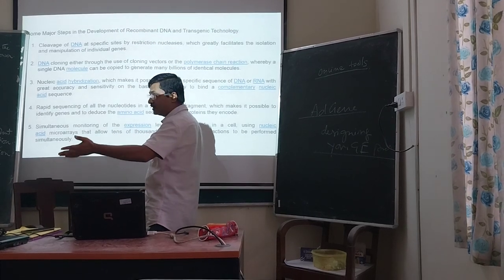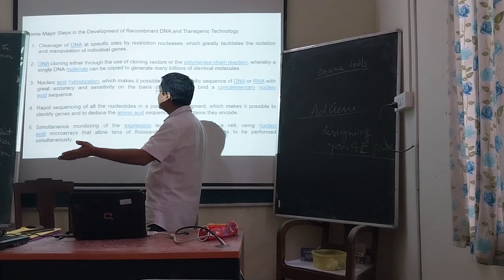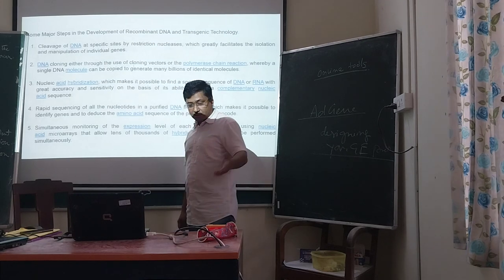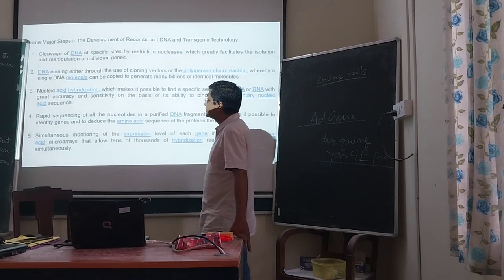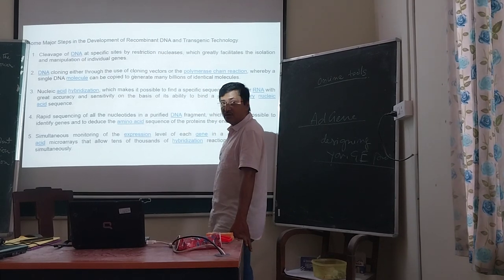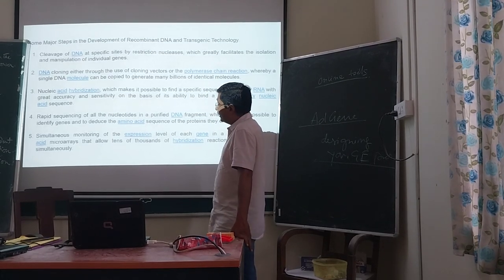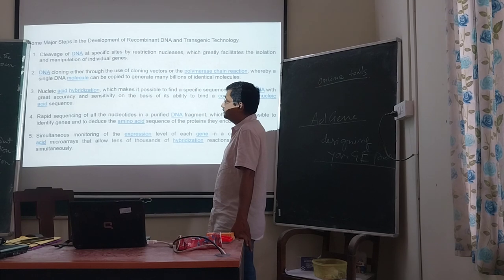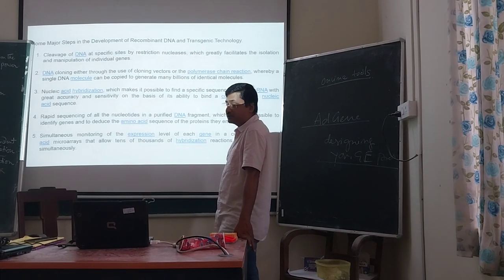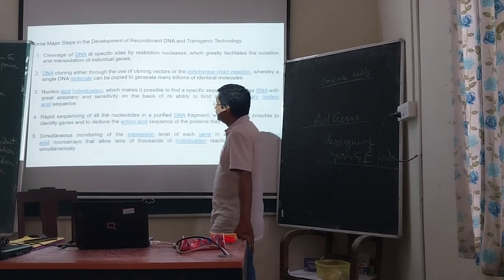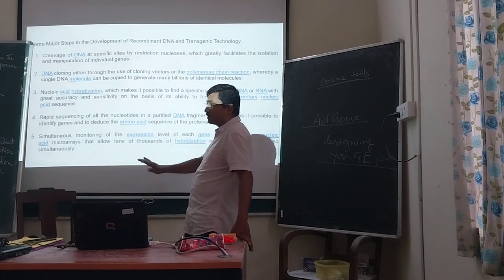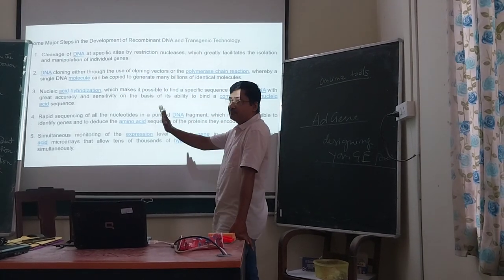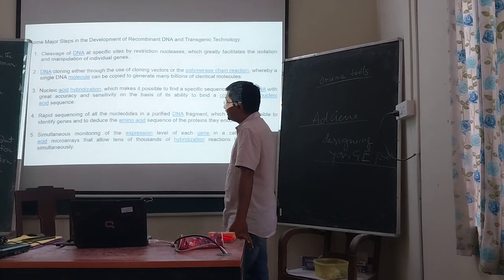There are enzymes like polymerases, restriction enzymes, S1 nucleases, endonucleases, exonucleases, and ligases. All those enzymes are used for modification of your nucleic acids. Cleavage of DNA at a specific site by restriction enzymes is one of the most important aspects whenever you start genetic engineering.